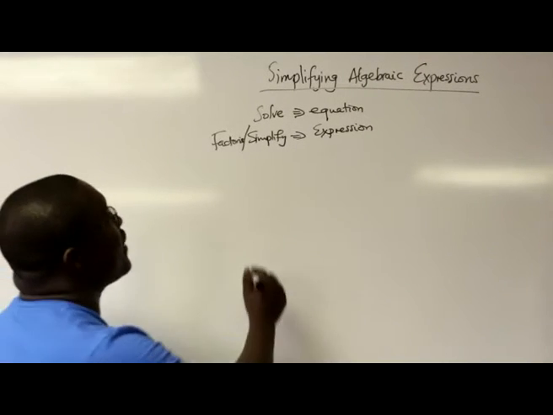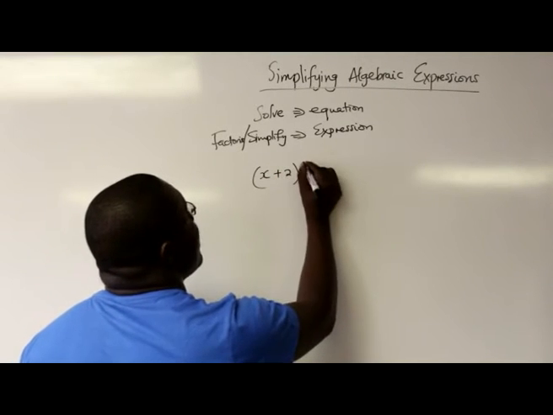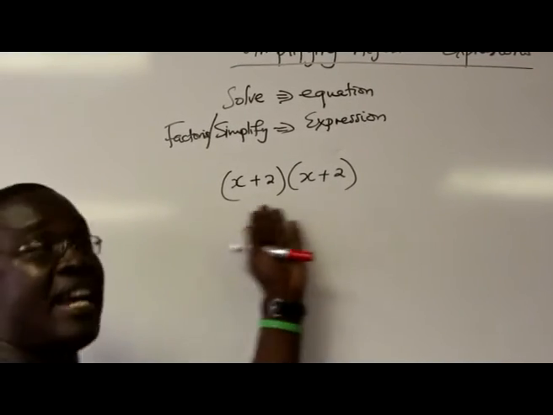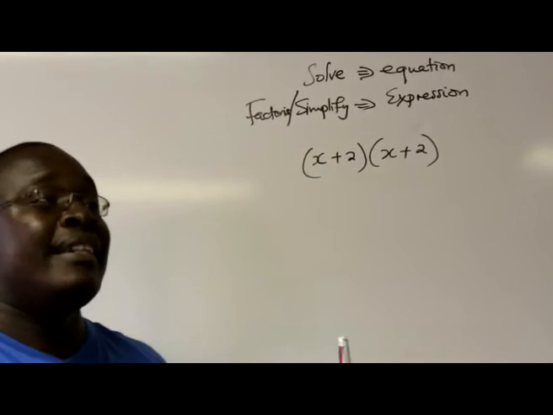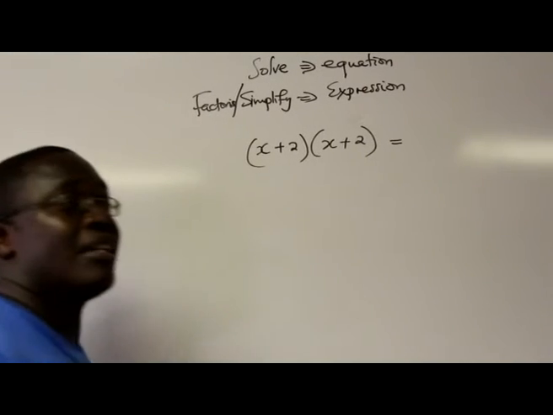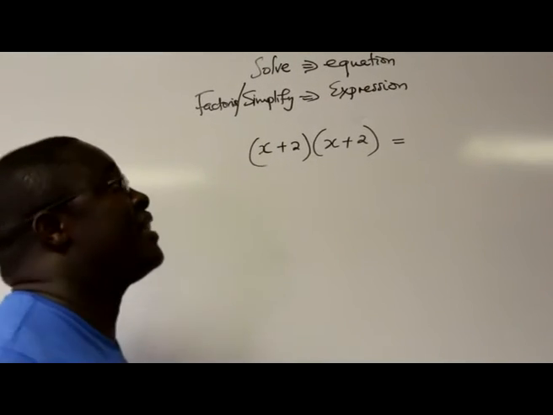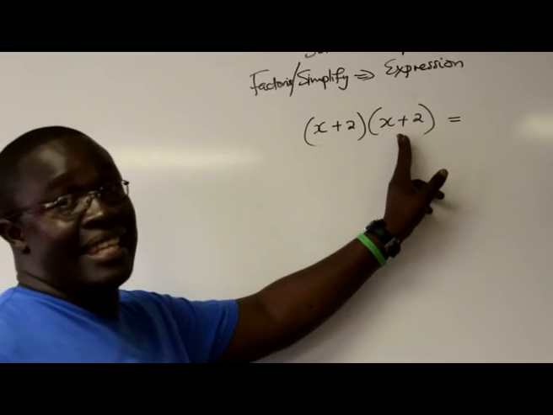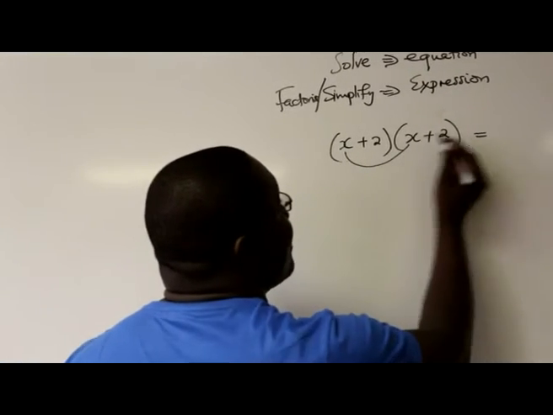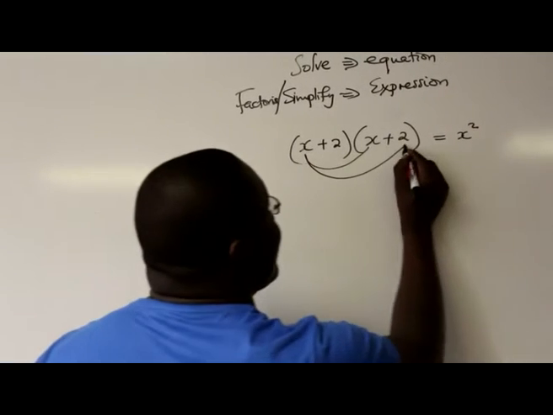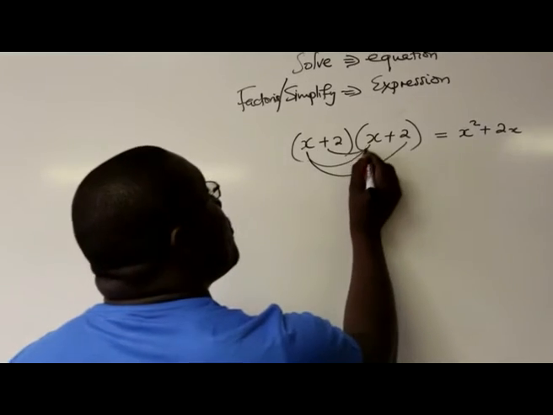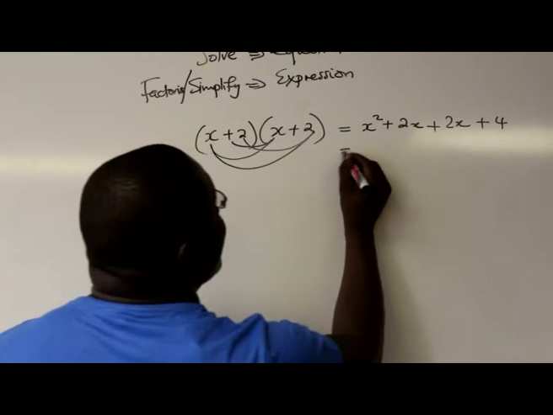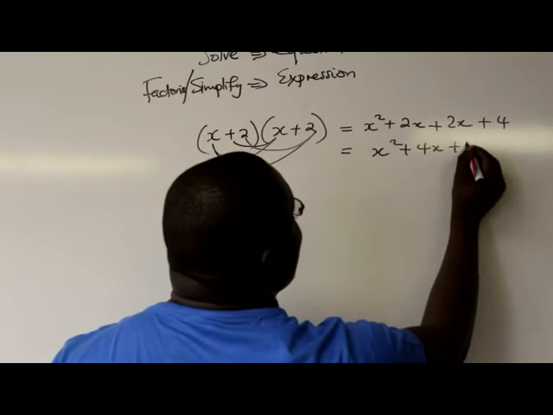So let's take, for example, x plus 2 times x plus 2, and you're asked to simplify this expression. I've seen the method that most of you use. Some of you call it the smiley face method, where you want every term in the first bracket to multiply everything in the second. So x times x is x squared, then x times 2 is 2x, 2 times x is 2x, 2 times 2 is 4. So in the end, your answer will be x squared plus 4x plus 4.